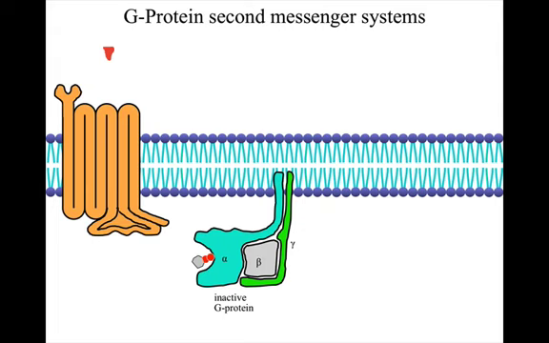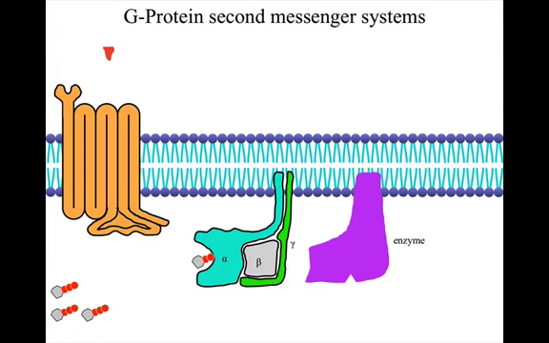G-proteins have 3 components, alpha, beta, and gamma, that in the inactive state are all bound together. The alpha component is also bound to a chemical called guanosine diphosphate, or GDP. And GDP has 2 phosphate groups. And within the neuron, there are molecules of the higher energy guanosine triphosphate, or GTP, with 3 phosphate groups.